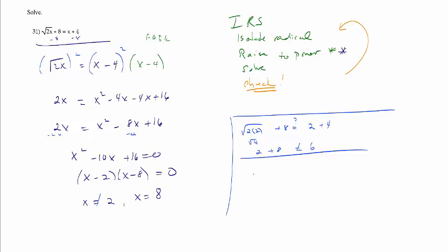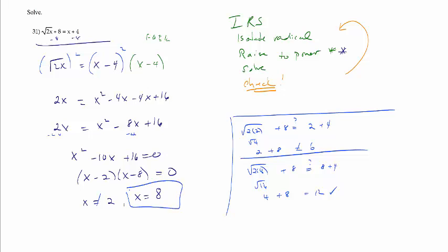Let me try 8. So the square root of 2 times 8 plus 8. Does that equal 8 plus 4? So 2 times 8 is 16, so the square root is 4, so I've got 4 plus 8. Oh yeah, 12 is equal to 12, definitely.